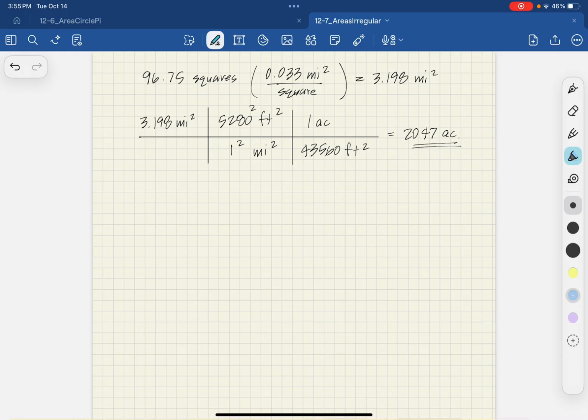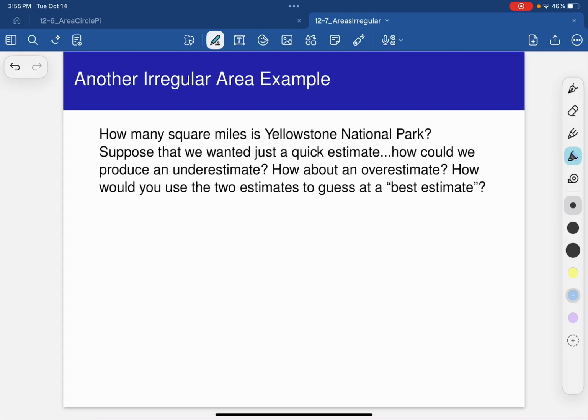And then we used dimensional analysis to arrive at an acre estimate of about 2,047. And we were within 5% of what I guess the advertised value is on Wikipedia. All right, let's do another example.